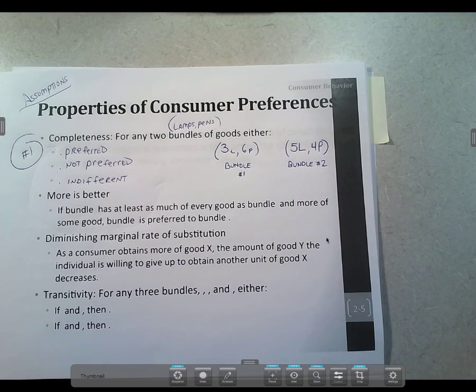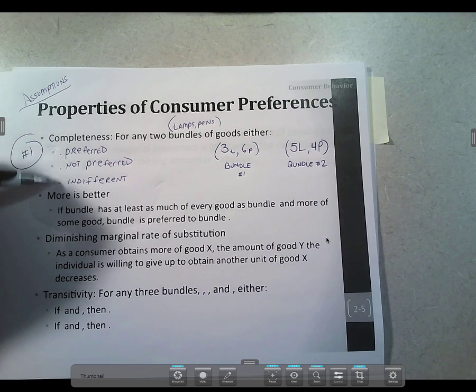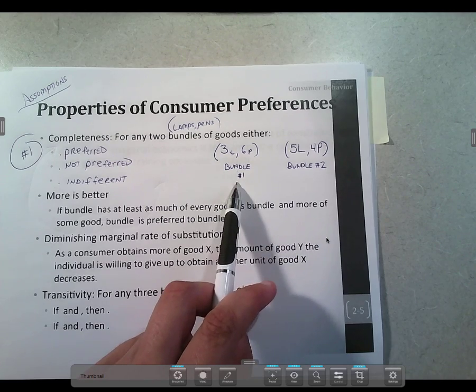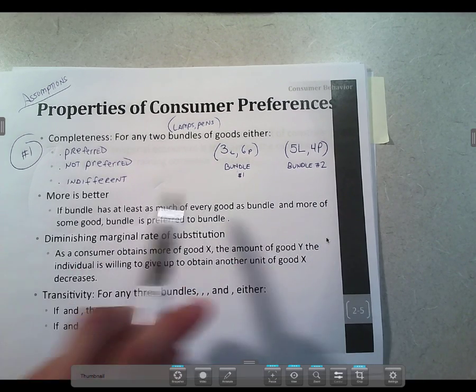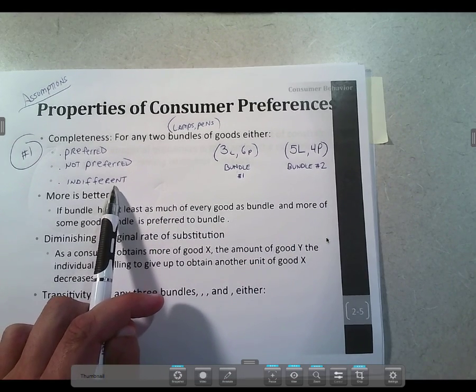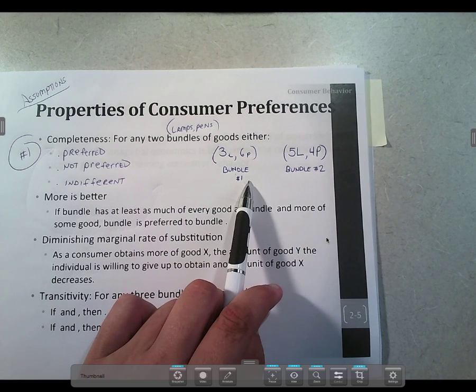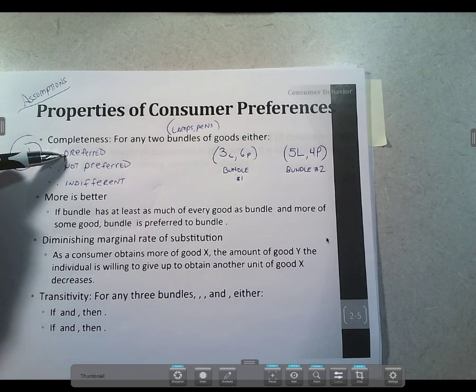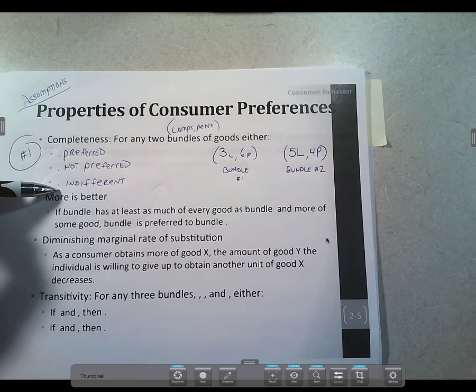And so what I have to be able to say, at least in this first property of preferences, is that one of these three relationships exists between these two bundles. I either prefer 1 to 2, I do not prefer 1 to 2, or I am indifferent. Basically, I don't really care which one I get. So for the first property of preferences, every bundle can be compared to each other with one of these three relationships. Either I really want it, I don't want it, or I don't care.